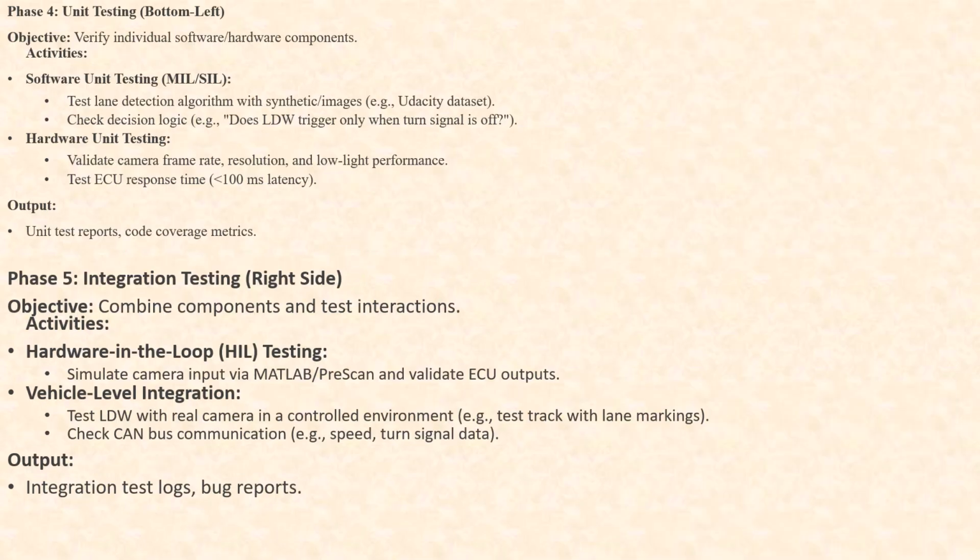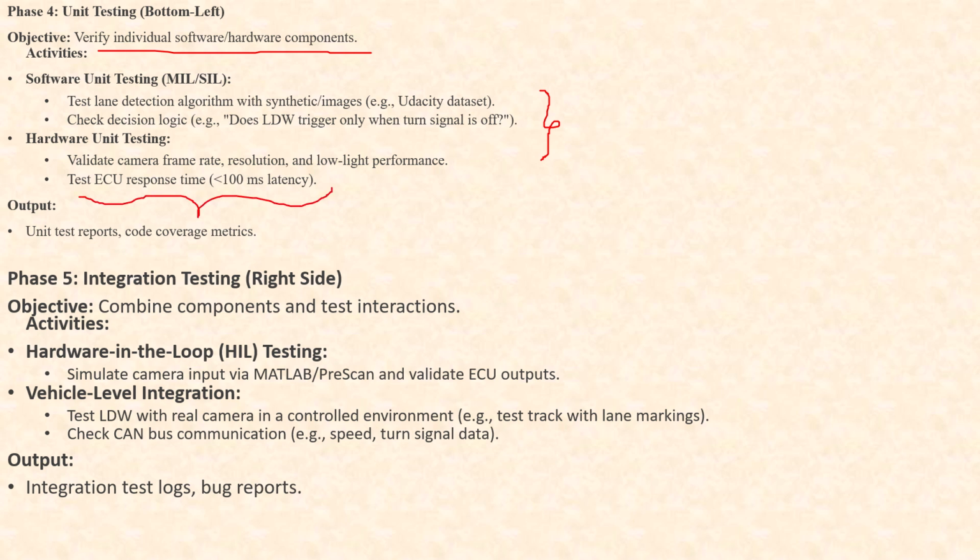Next phase: now we have come to the right side of the V model, and here testing begins. Unit testing verifies individual software and hardware components. And how do you verify an individual software component? With the help of software unit testing, MIL/SIL. Now I am going to slightly breeze through this, because I have very clearly explained to you what MIL and SIL are in the concerned chapter. Okay, next comes hardware unit testing: validate camera frame rate, resolution, low light performance, and also test ECU response time.